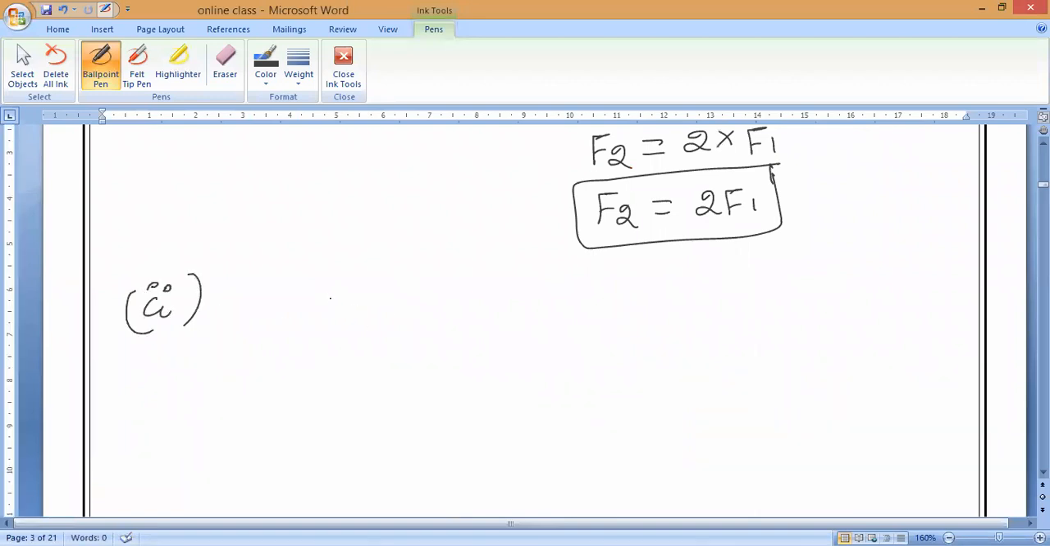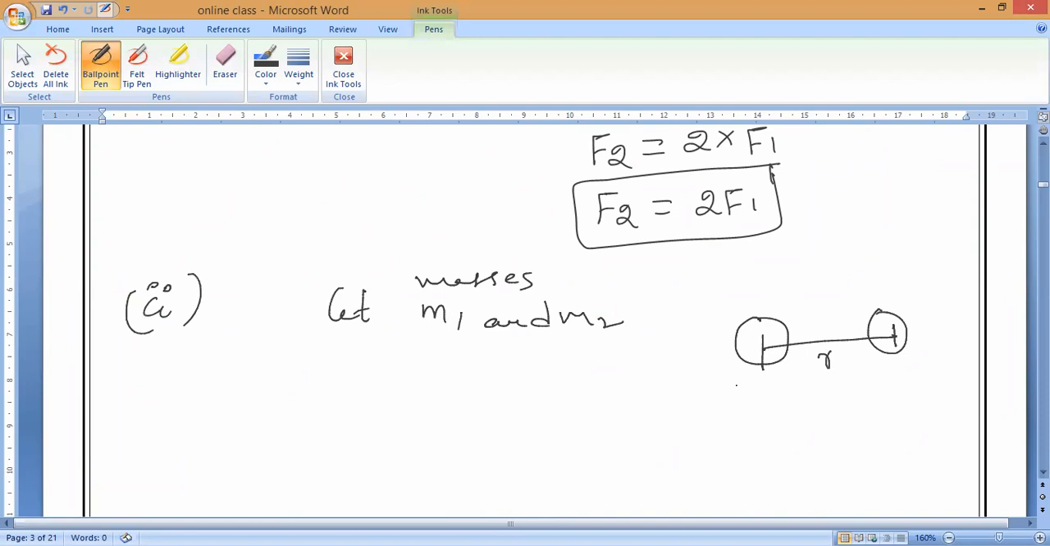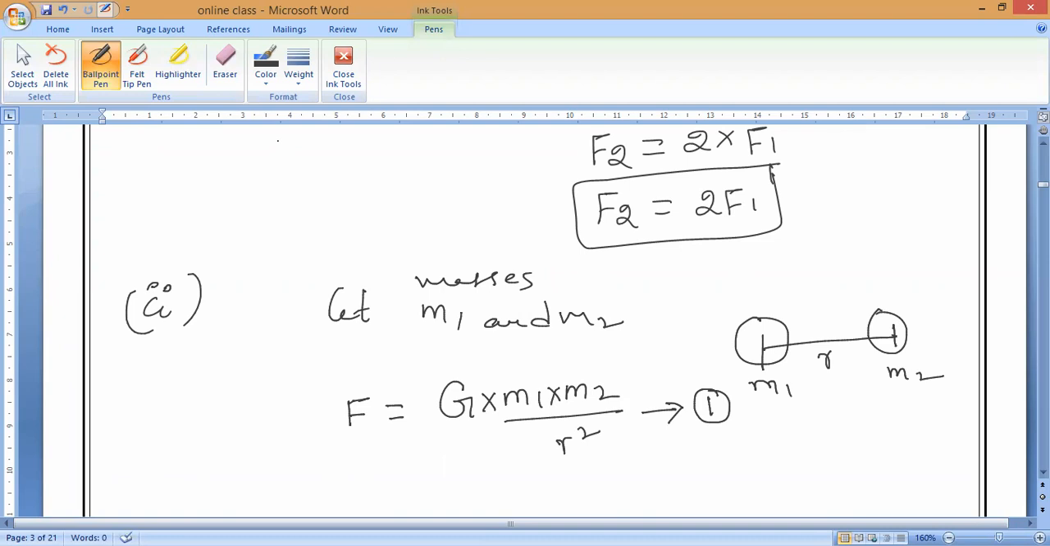Now, as we know, in the initial case, let the masses of the bodies be M1 and M2. Understand? Now, what is the distance between their centers? It is R. So this is M1 and this is M2. Are you clear, guys? Now in this case, what is the force acting between them? The force acting between them is equal to G into M1 into M2 divided by R square. Let me imagine this is equation 1.